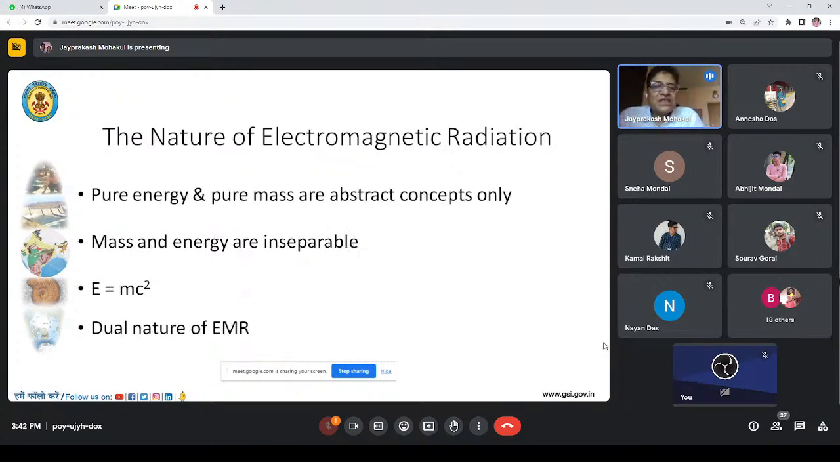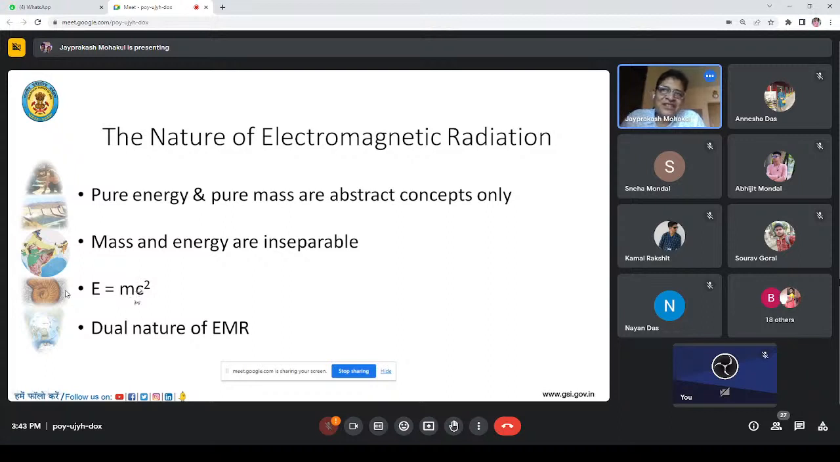Now, to do this, just a little bit about the physics behind electromagnetic radiation. Pure energy and pure mass are abstract concepts only, right? Now, this is the famous equation: energy is equal to mass into c square. C is basically the speed of light, right? So, which effectively means all the energy has come from mass, no?